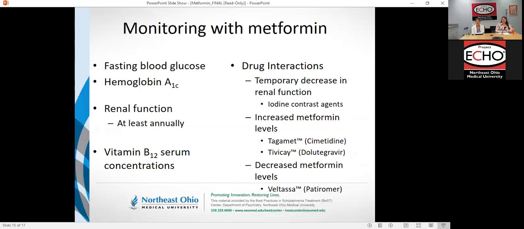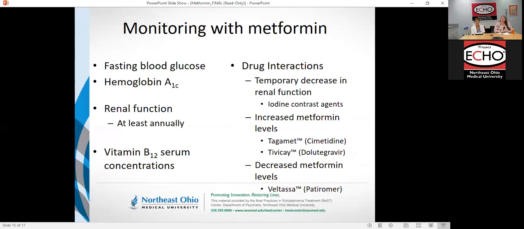There are a couple drug interactions just to keep in mind. Temporary decreases in renal function. So any patient that has iodine contrast agents, so they need any type of imaging, that can be insulting to the kidneys and may cause some temporary decrease in renal function. We will want to either hold or reduce the dose of metformin at that time.